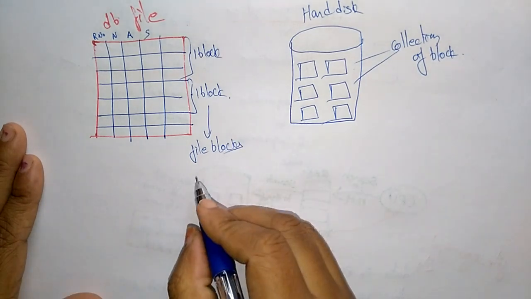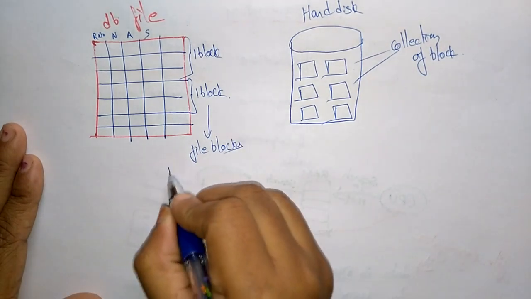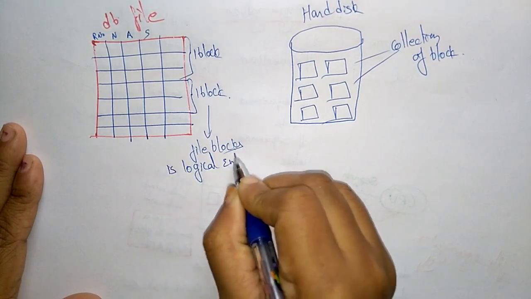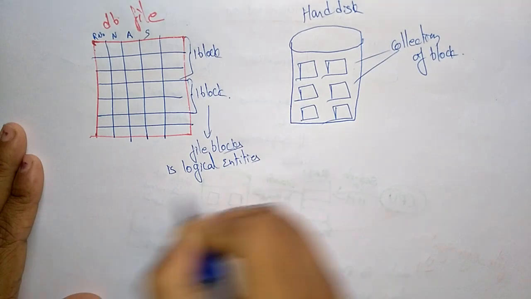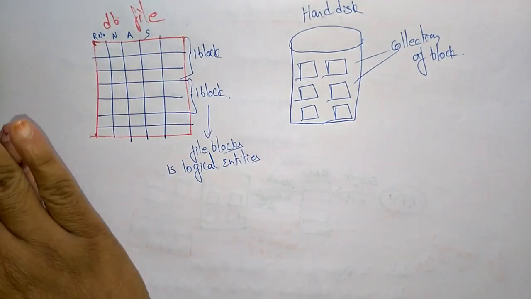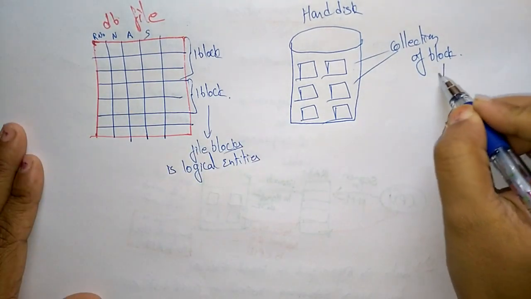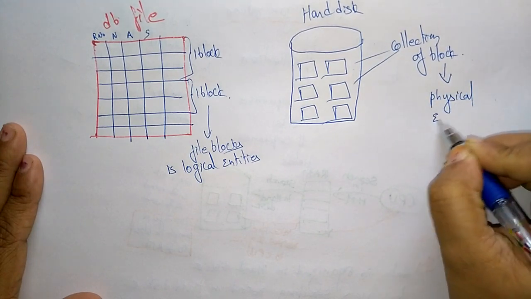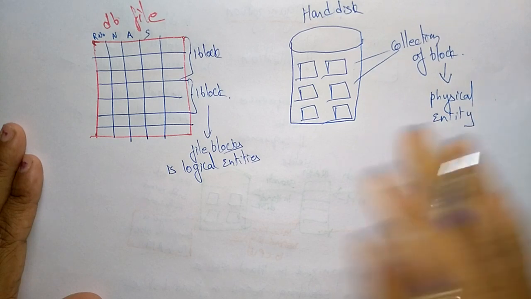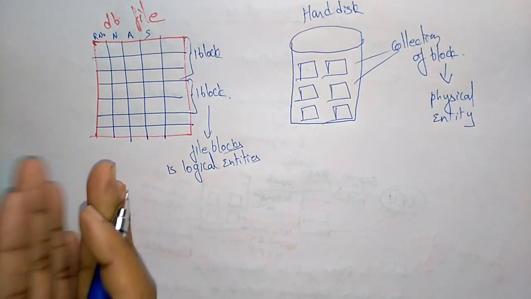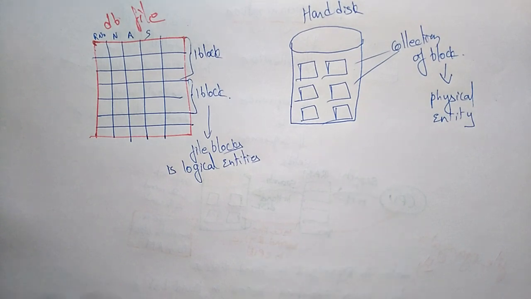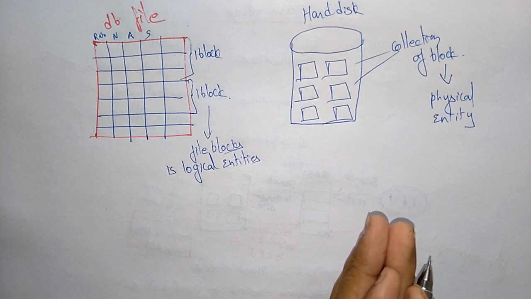Here you have to note that the file blocks are logical entities. You cannot see them; it is just a logical representation, whereas the blocks in the hard disk are physical entities. This point you have to note. So this is the database file and this is the hard disk. Here I am explaining how the files are organized in the hard disk.